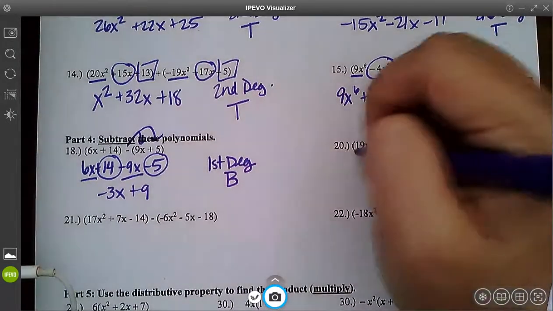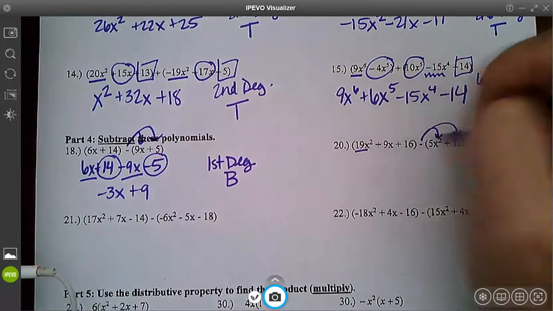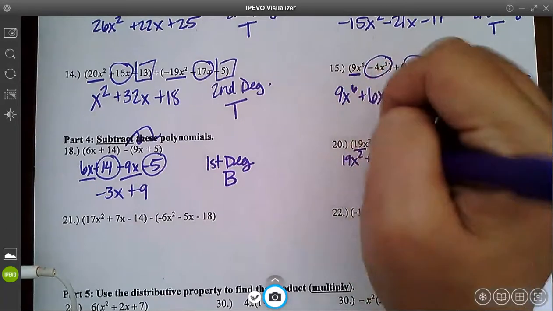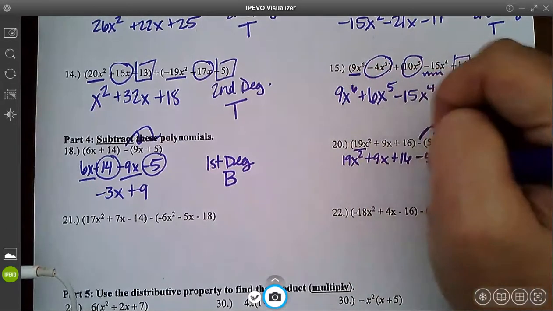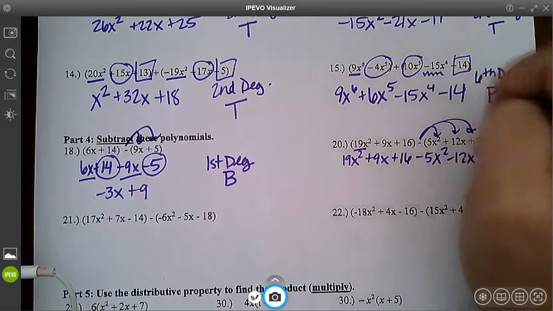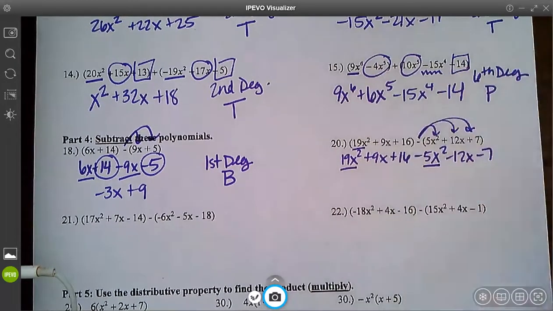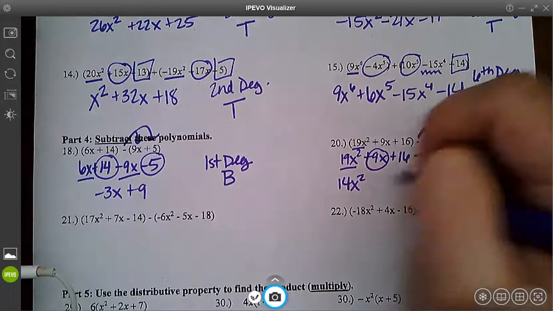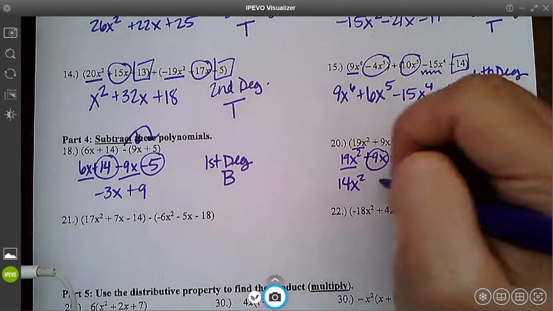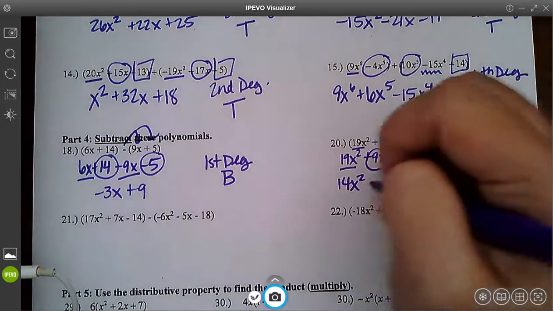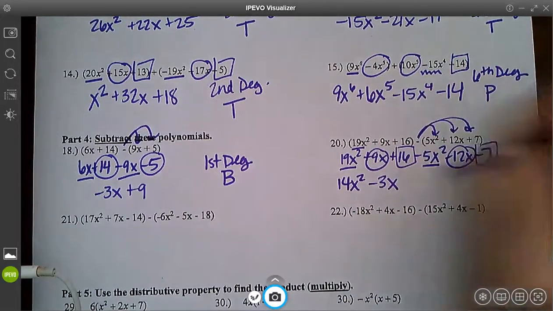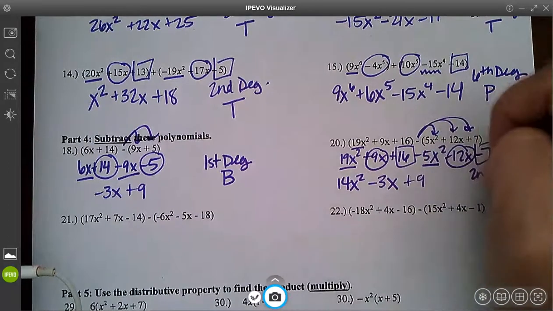Here, first let's distribute our negative. 19x squared plus 9x plus 16 minus 5x squared minus 12x minus 7. Combine your like terms. You have 14x squared minus 3x plus 9. This is a second degree trinomial.